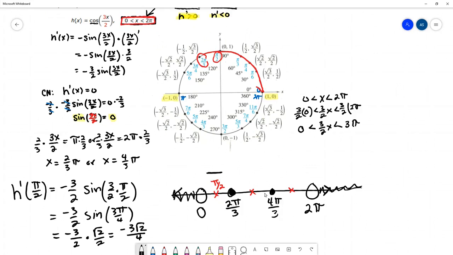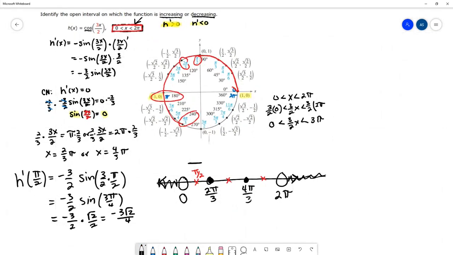Okay, so now I want to pick a test point from 2 pi over 3 to 4 pi over 3. Okay, so 4 pi over 3 is right here. So I need to pick something along this section here. Pi is a nice value to choose, so I'll choose pi.